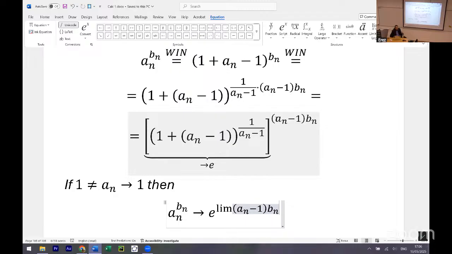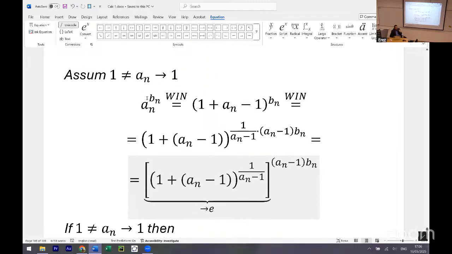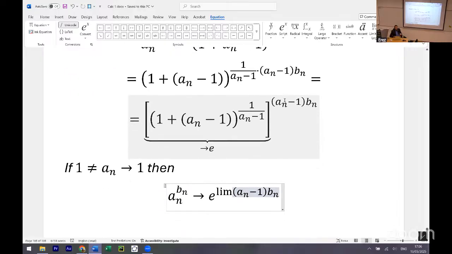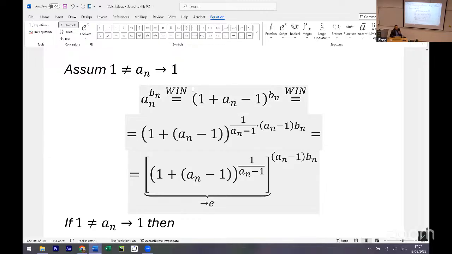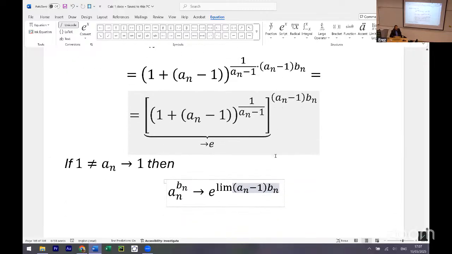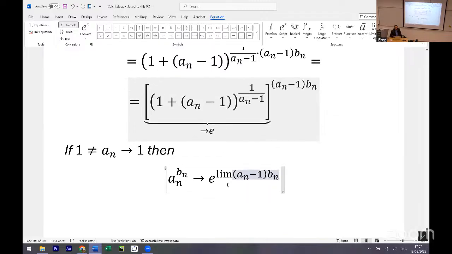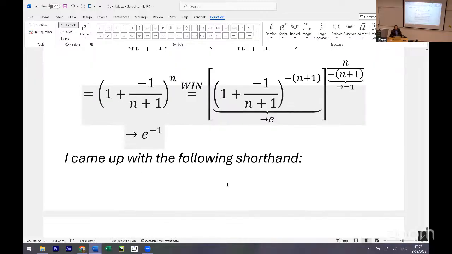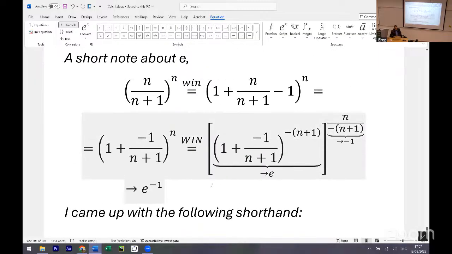No. Because the bn itself is usually infinity, right? It's 1 in the power of infinity. So here you get a 0 times infinity. But it's better than power. You get a product instead of a power. You can do a lot more things with it. So it's a much better situation. Okay? So that's the shorthand rule.